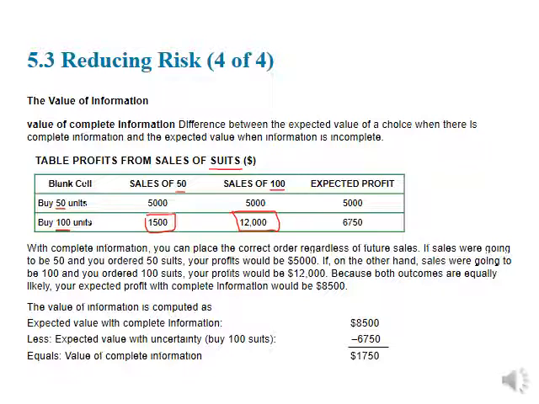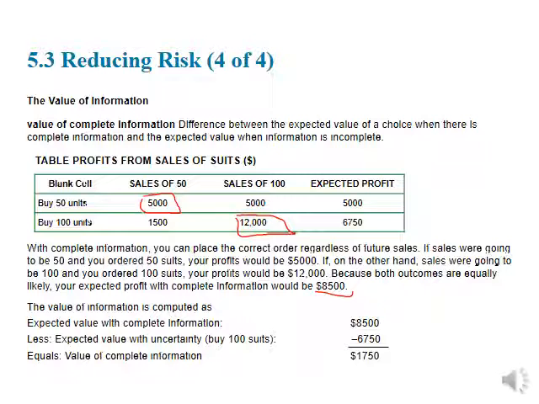If you had complete information, you would buy the right number of suits in each scenario, 50 when there was demand for 50, and 100 when there was demand for 100, which would give us an expected profit in an equally likely scenario of $8,500.